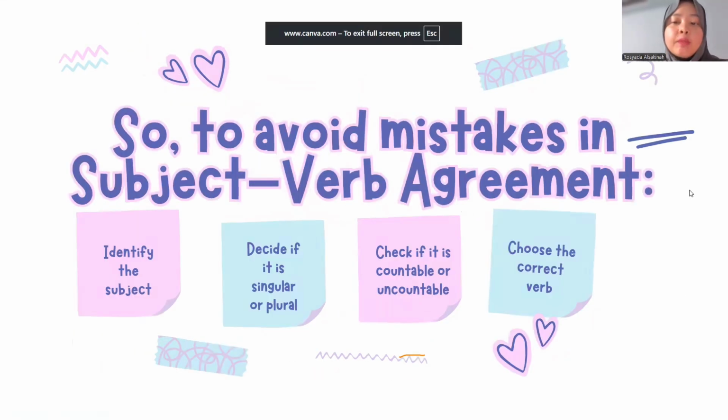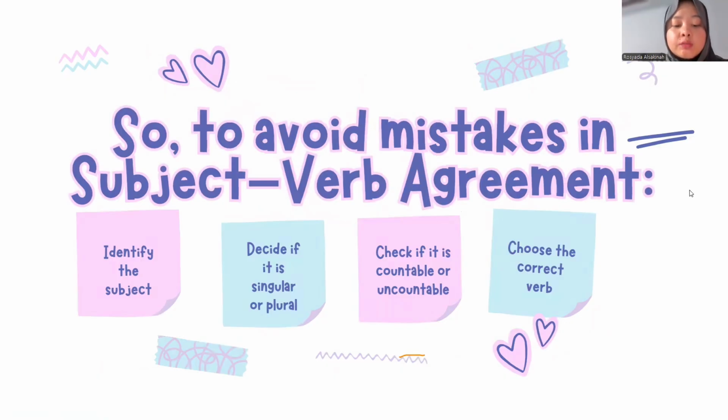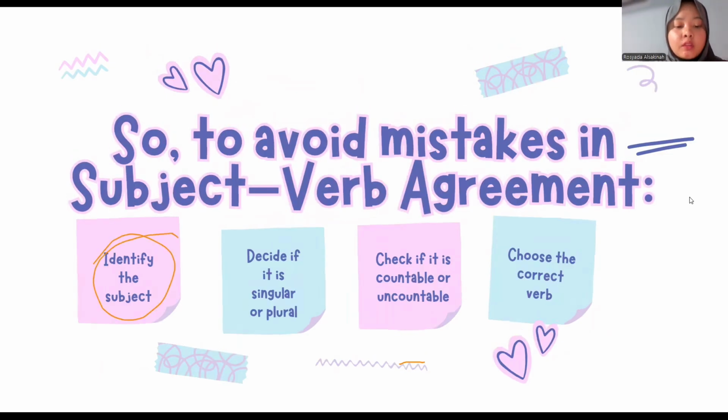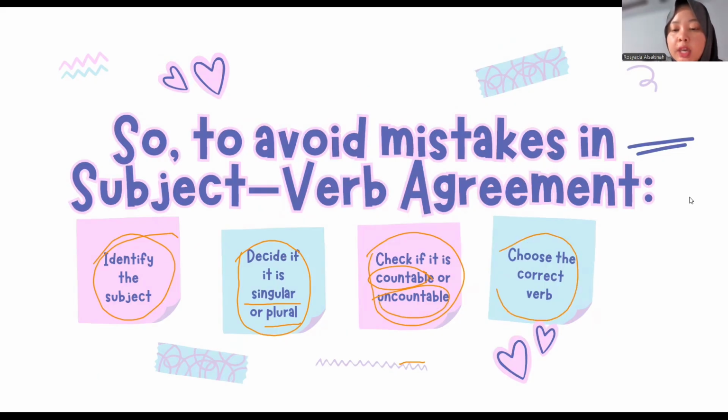So to avoid mistakes in subject-verb agreement, you must follow these steps. The first one, identify the subject. Second, decide if the subject is singular or plural. Third, check if the subject is countable or uncountable. And for the last, choose the correct verb for the subject.